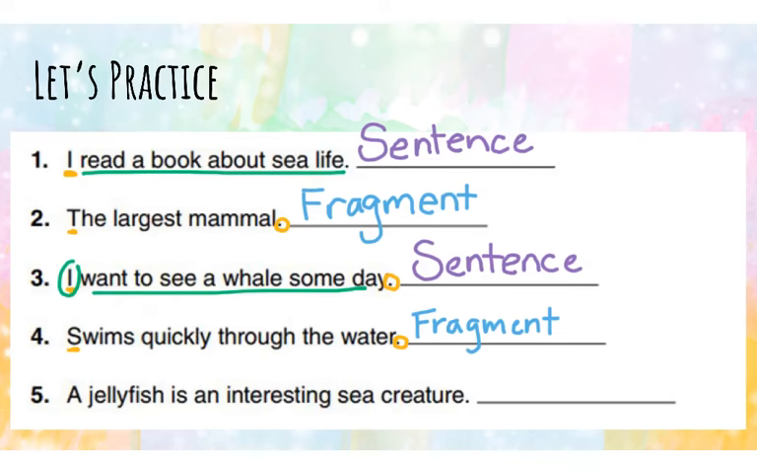Last but definitely not least, we have example number 5. A jellyfish is an interesting sea creature. Does this sentence have a capital letter and punctuation? It sure does. What about a subject and a predicate? Who is this sentence about? Well, it's about a jellyfish. And what is the jellyfish doing? It's being an interesting sea creature. So this must be a sentence.